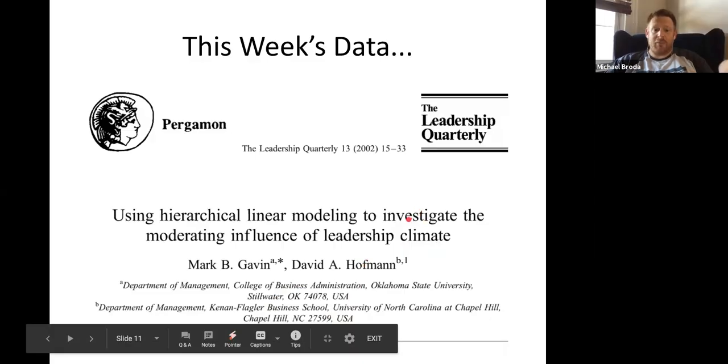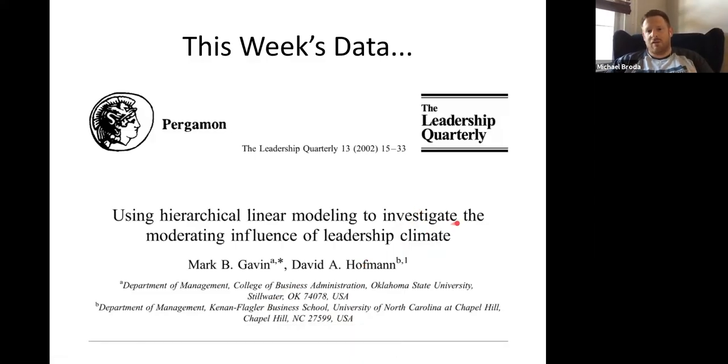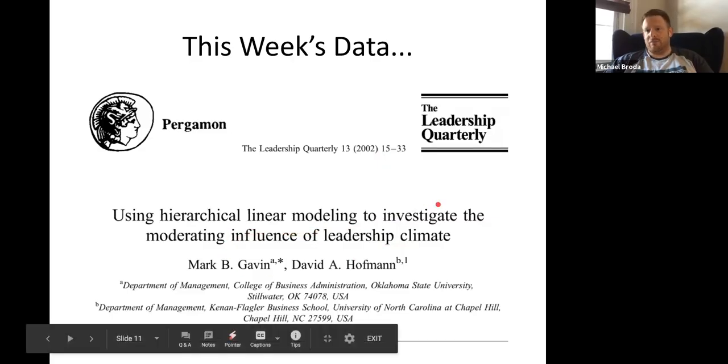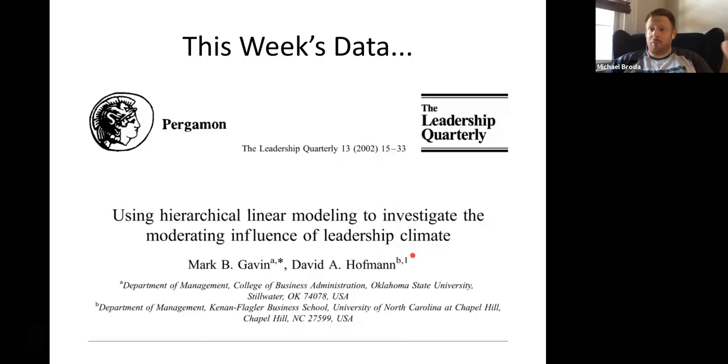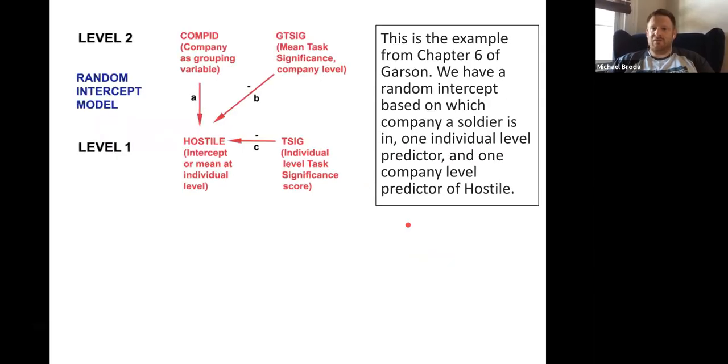So this is the actual paper, and if you Google this, you can find it. At the time it was pretty novel. In 2002, this was when a lot of these methods really started to get attention, and they've really grown steadily since then. But it was using HLM to study leadership climate. So how people feel about leadership and how it can serve as a moderator of different types of outcomes. So pretty cool paper, but we have a version of the data from Garson. So I thought I would stick with it because of course a lot of his worked examples are really nice as well.